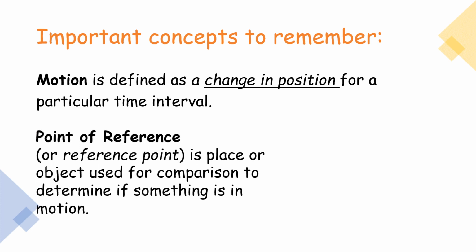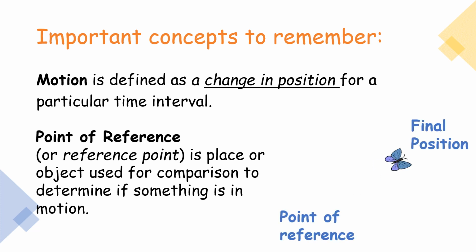Point of reference, or we also call it reference point, is a place or object used for comparison to determine if something is in motion. You can easily refer to it as the starting point. They say that if something was in motion, of course, the final position should be different from your reference point.